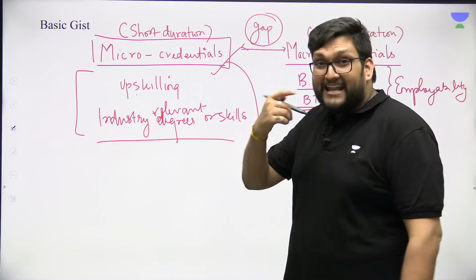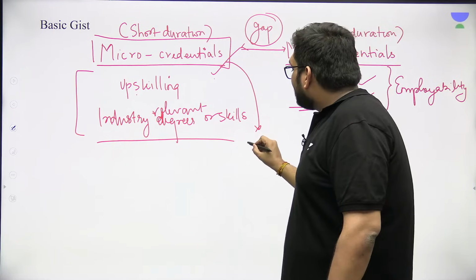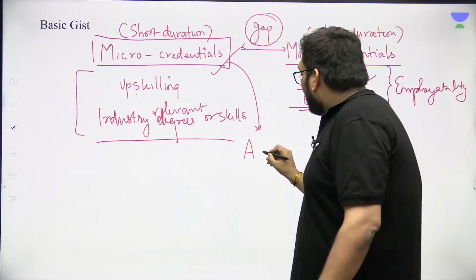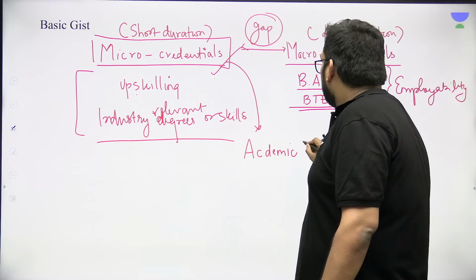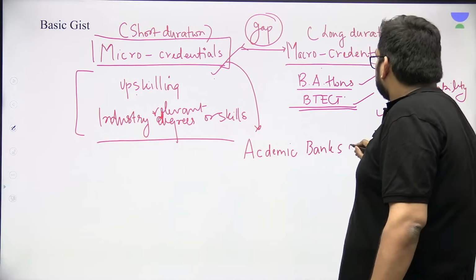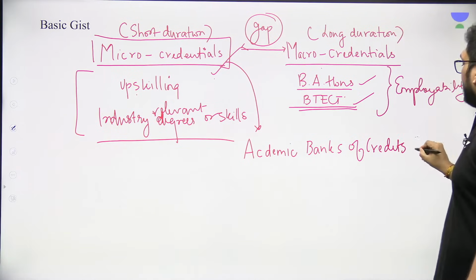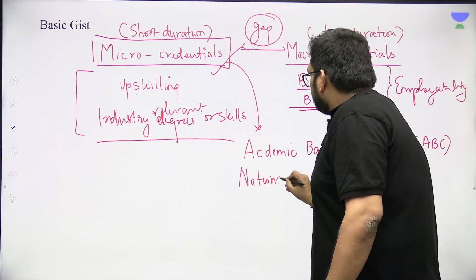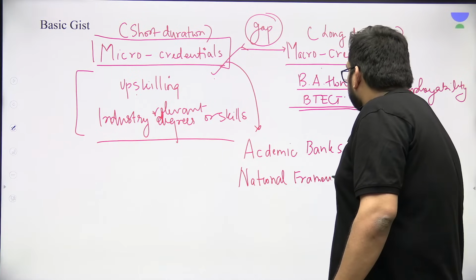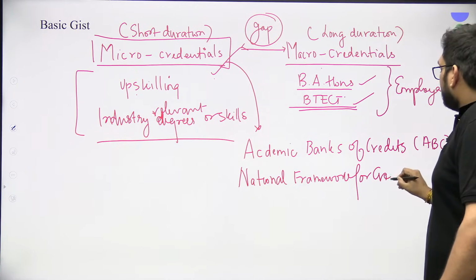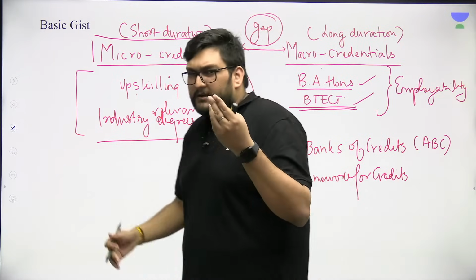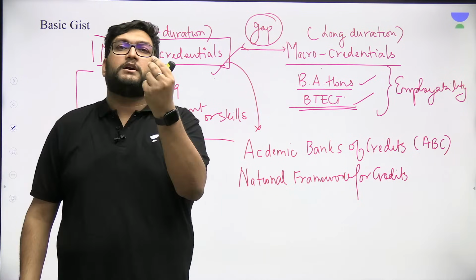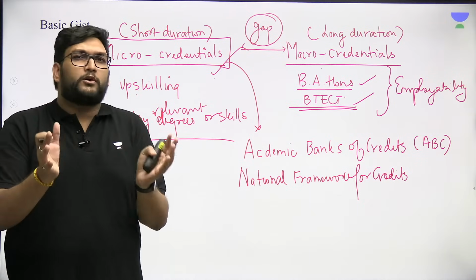Thereafter, the next most important concept is that he says that there are two bodies which need to get integrated into the micro credential concept. First is called the Academic Bank of Credits, which is basically called ABC, and the other one is called the National Framework for Credits. Now, what do you mean by this? See, if you're in a BTech program, even if you're in Delhi University, in any university right now, you get credits for what you do as a course. 3 credits, 2 credits, 4 credits, standard.